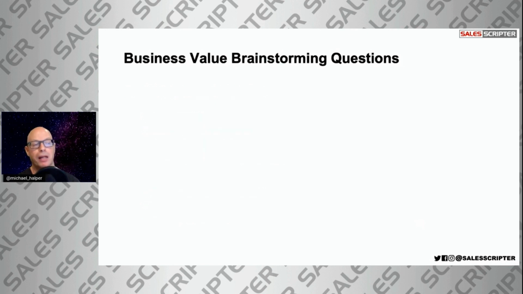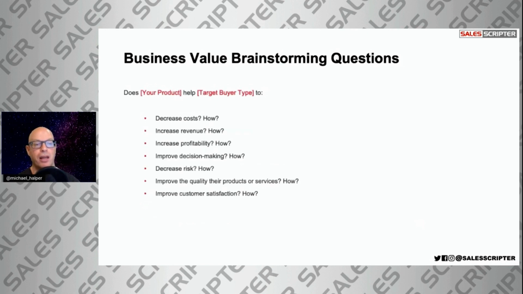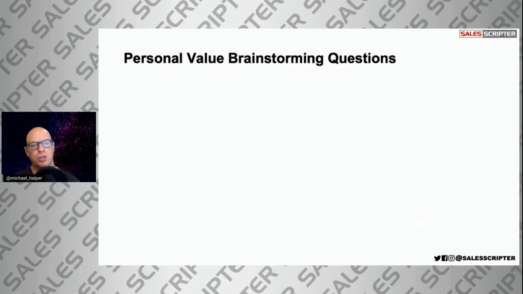Here are some brainstorming questions to help you to think about any business value you might offer. Does your product help the target buyer type to decrease cost, increase revenue, improve profitability, improve decision making, decrease risk, improve their products or services in any way, improve their customer satisfaction? And here are some questions to identify if you deliver any value at the personal level.